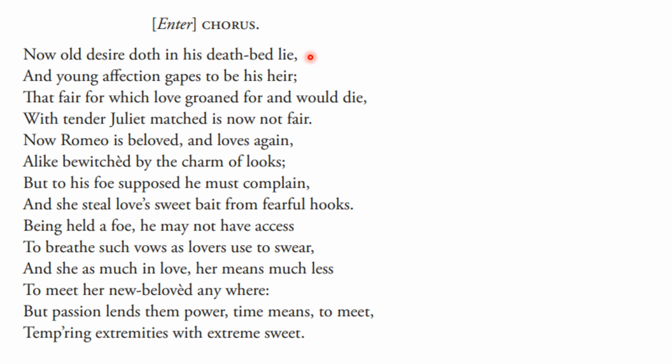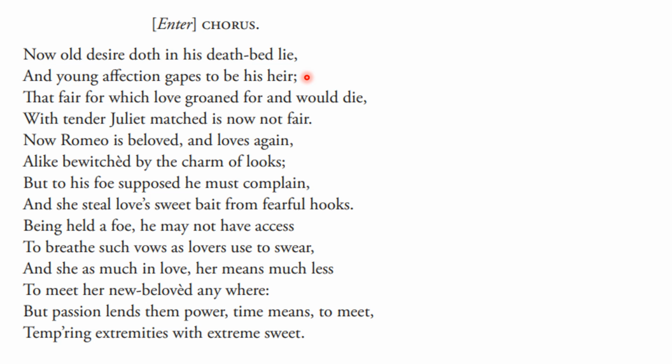Now old desire doth in his deathbed lie, and young affection gapes to be his heir. That fair for which love groaned for and would die, with tender Juliet matched is now not fair. So the chorus say that Romeo's old desires, feelings, are dying in his deathbed. And this is also interesting because it foreshadows the death of Romeo at the hands of his love for Juliet, which is also foreshadowed in the original prologue.